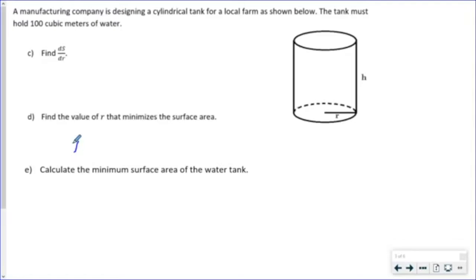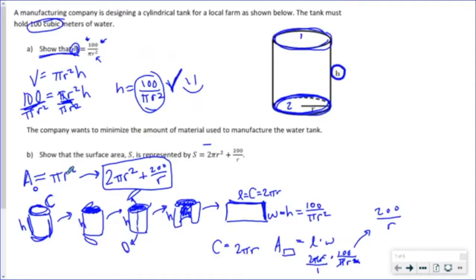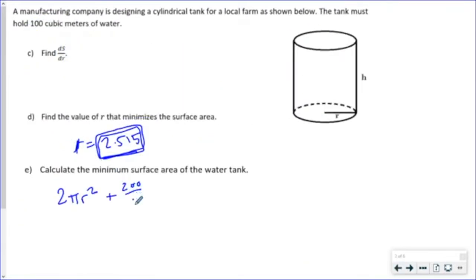Last part, they say, calculate the minimum surface area of the water tank. So I know that R equals 2.515. All I'm doing is taking this number and substituting it in for R in my surface area formula. Remember, surface area, we had 2 pi r squared plus 200 over r. So we just put this number in here and in here, and that'll be your answer. This is optimization, just using a different shape. Drop the mic.